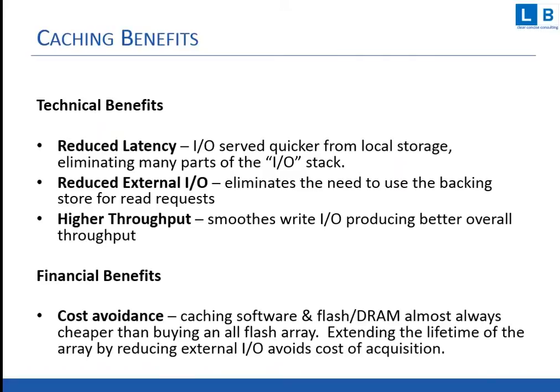The 80-20 rule really benefits us here because we know that the majority of our I/Os come from a small set of data, so by having a small amount of cache, we actually improve the performance of a large majority of our write requests. What we're eliminating here, of course, is writing through the hypervisor or the operating system to this external storage device. So effectively, we're eliminating many parts of what you might call the I/O stack.